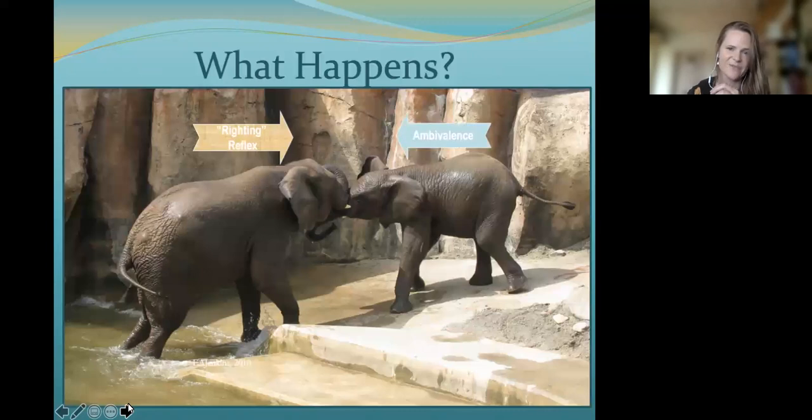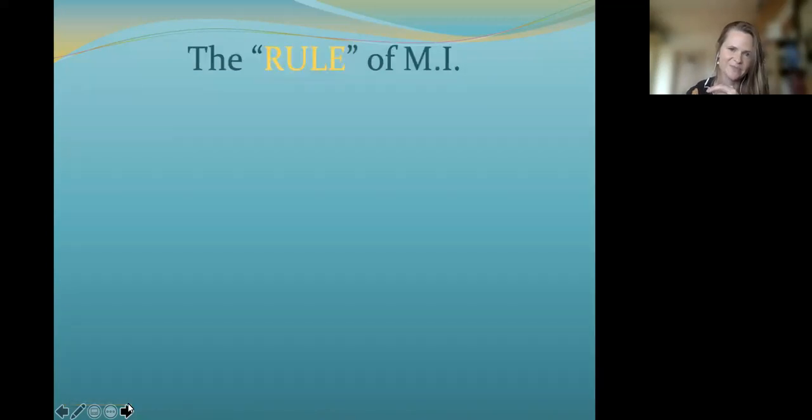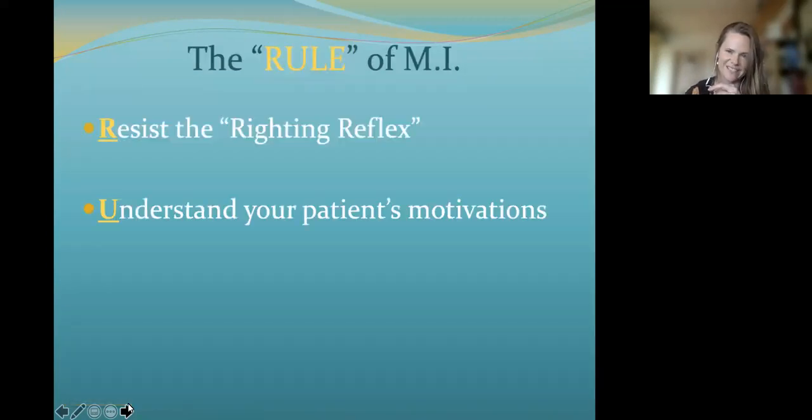And I think this is a helpful illustration to remember that when we meet the ambivalence with that righting reflex, we're actually strengthening the muscle of ambivalence. We're pushing them further onto the fence or onto the other side, rather than inviting them into the change that they're considering. So how do we resist that?